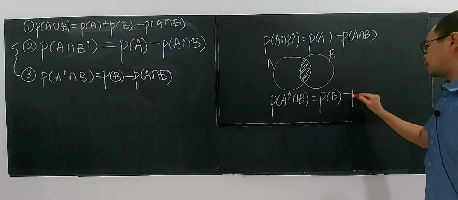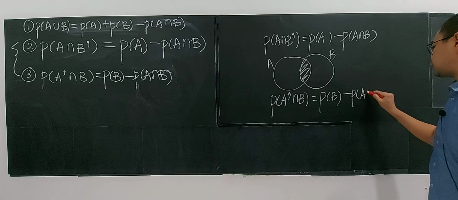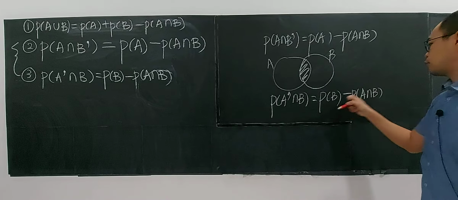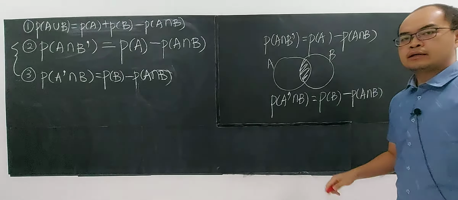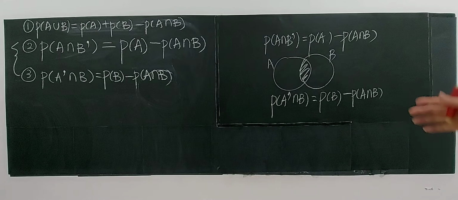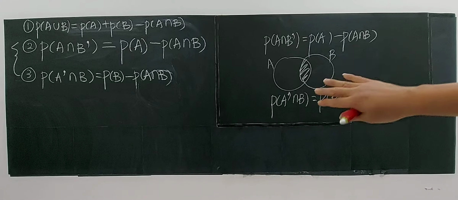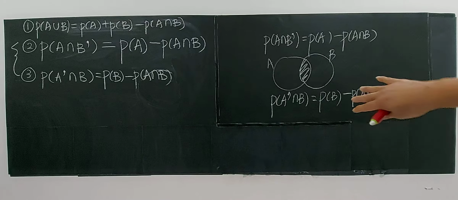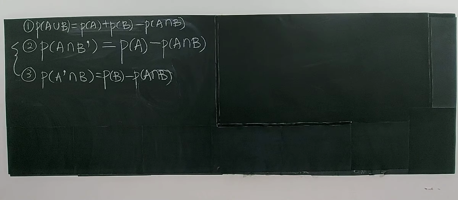Means that the part sharing with B and sharing with A, I will exclude, all right? Exclude. So sometimes it's called the exclusion principle. We exclude the A intersecting B. So this is the way I memorize it, right?